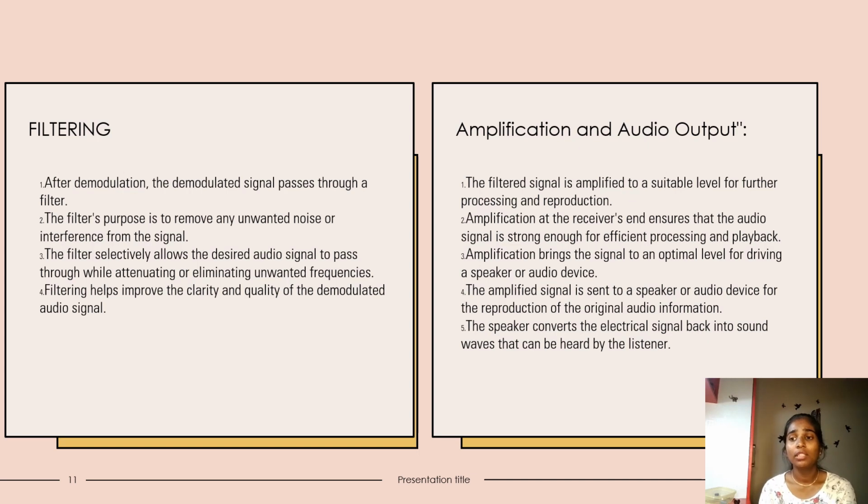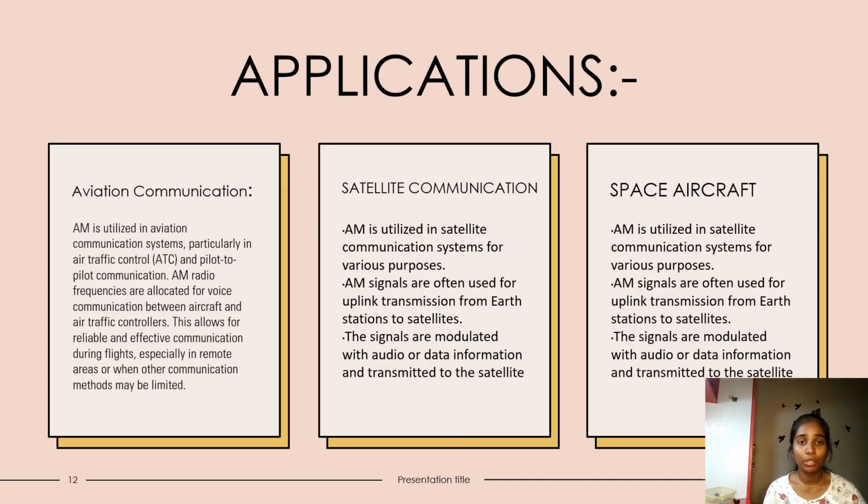Now let us go to the applications of amplitude modulation in long distance radio communication. The first application is aviation communication. When I say aviation, it obviously refers to aircraft. Aircraft communication, that is pilot to pilot communication or pilot to air traffic control station communication, almost always takes place using the amplitude modulation method, because it allows reliable and effective communication during flight, especially in remote areas where other communication methods would be very difficult. But amplitude modulation makes it easier and dependable.